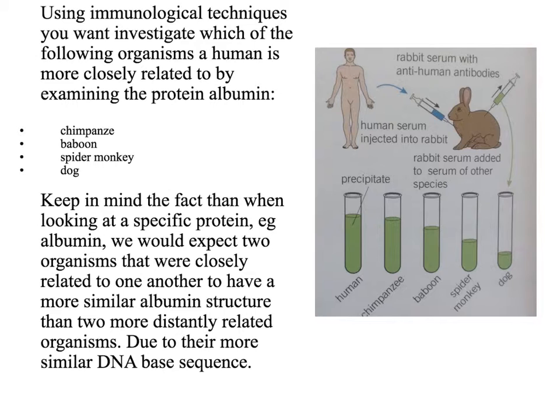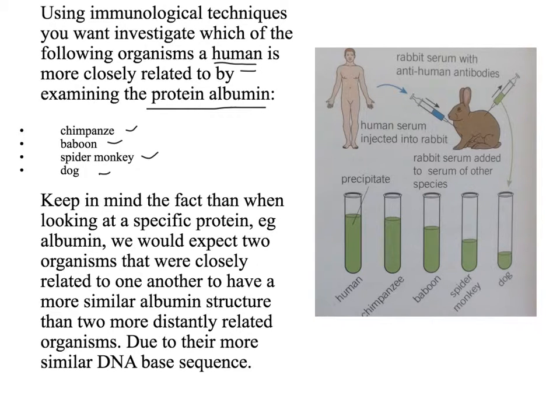So let's take the situation where we want to use immunological techniques to investigate which one of the following organisms, a chimpanzee, a baboon, a spider monkey or a dog, is more closely related to a human. Now we're going to do this by examining a protein found in the blood called albumin.